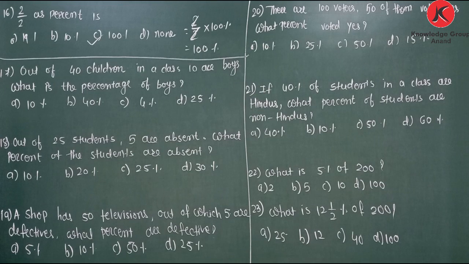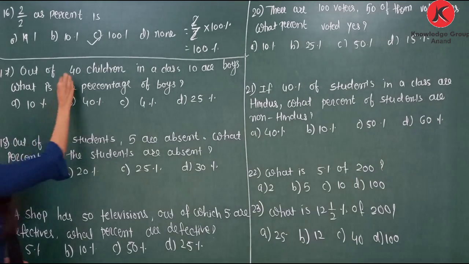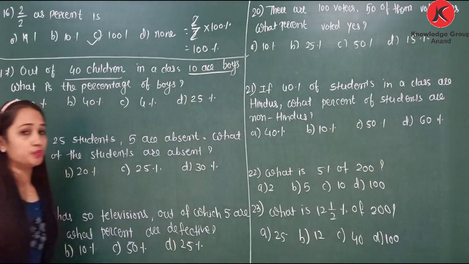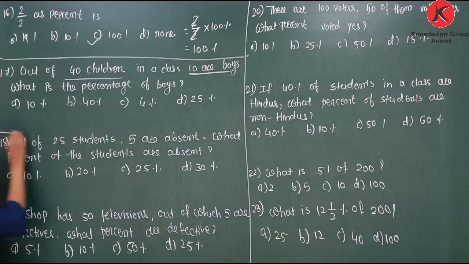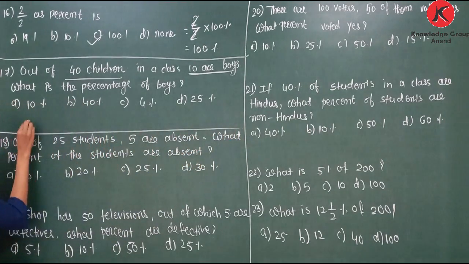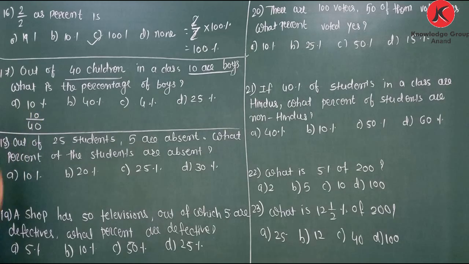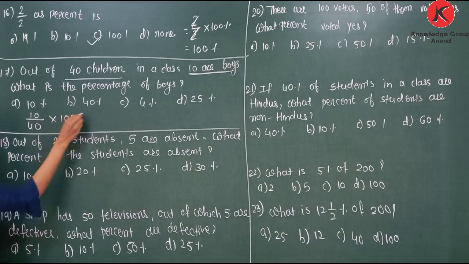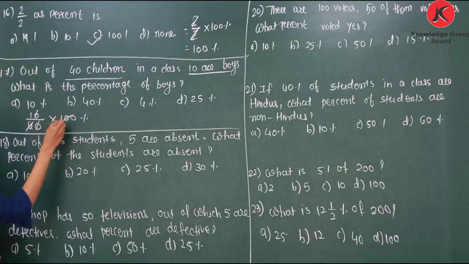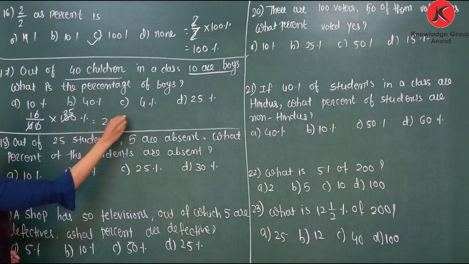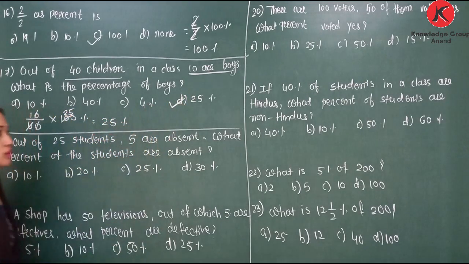Next one, out of 40 children in a class, 10 are boys. What is the percentage of boys? Out of 40, 10 are boys. So how can we write it as a fraction? From 40, 10 students are boys. So this is the fraction of boys. To find the percentage, we can write this 0, 25. So it is 25% of boys. So that is option D.